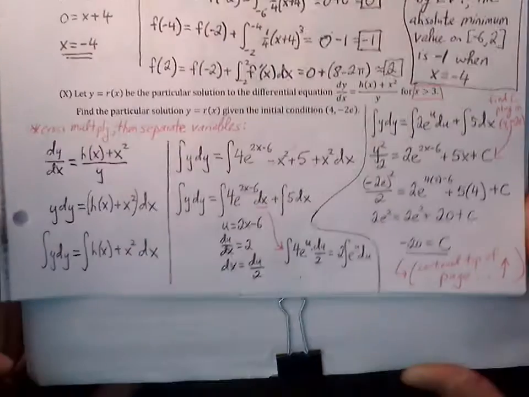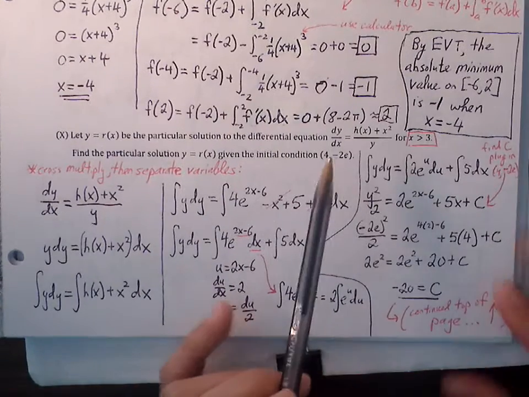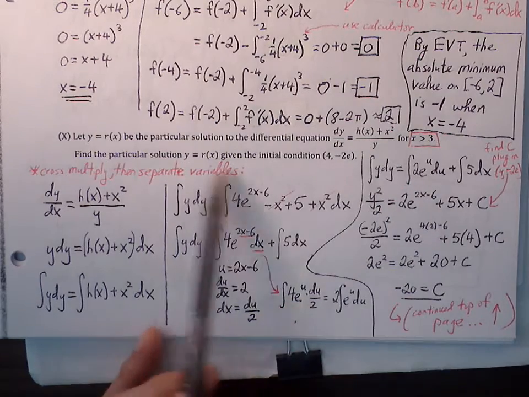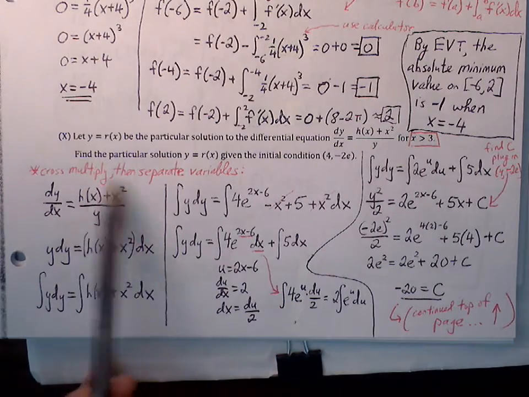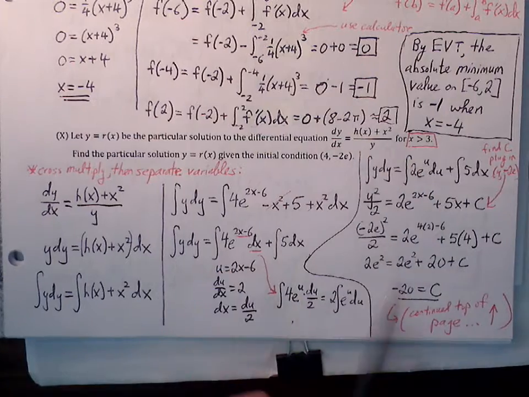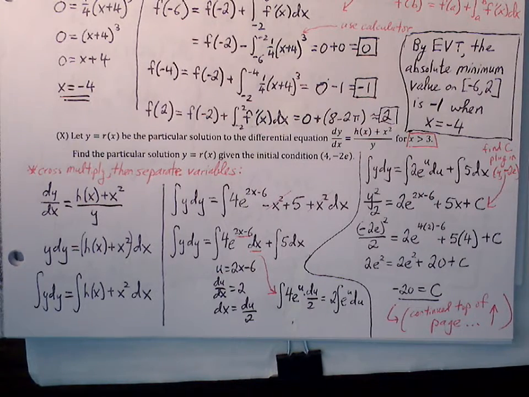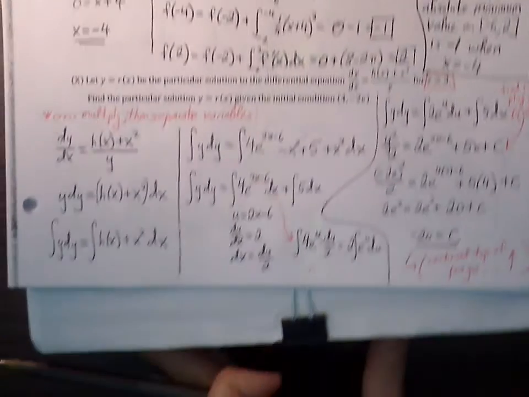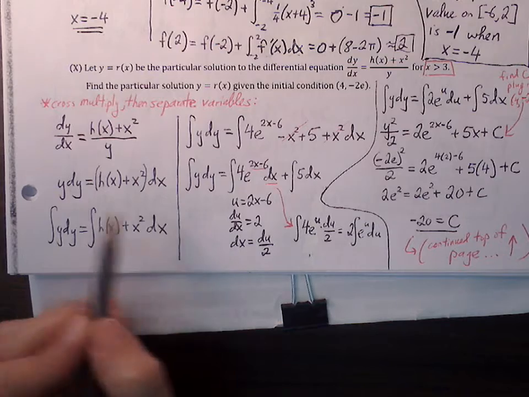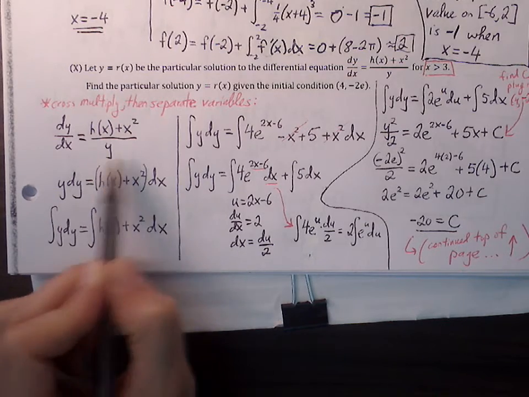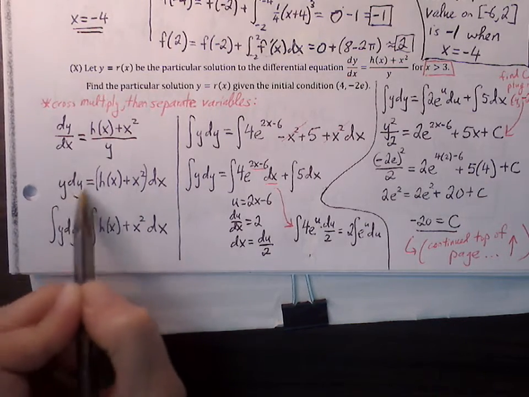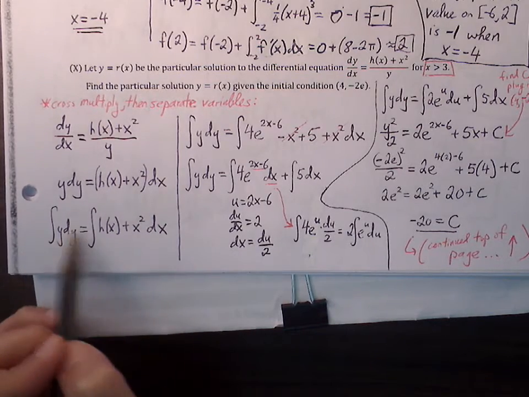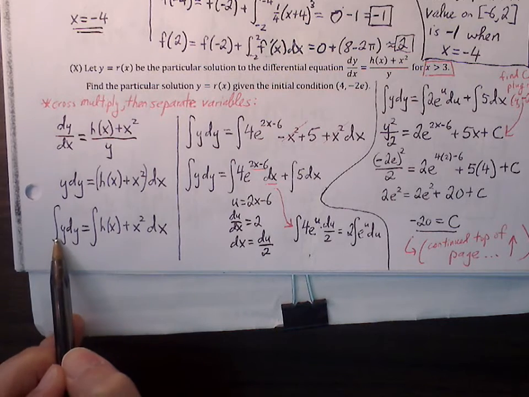Last part here. We have a differential equation for x is greater than 3. And we're asked to find a particular solution. So let's cross multiply, separate the variables, begin to start our process so we can take the antiderivative. So when I cross multiply, I get y dy is equal to h of x plus x squared dx. Let's make sure everything is set up where our variables are nicely separated. Y is on the left, everything else on the right.